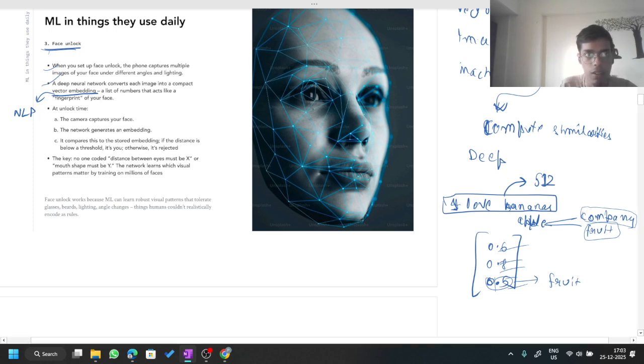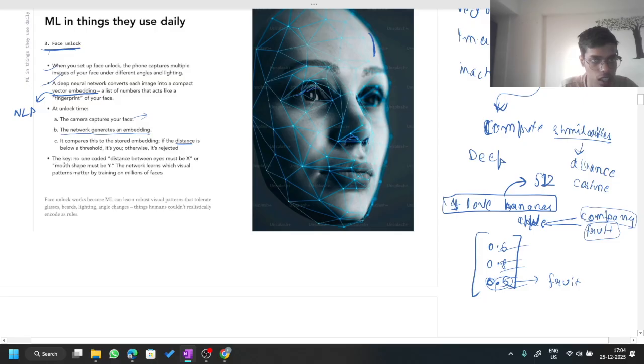Similar can be done while using images. An image also consists of embeddings as to how the textures are, how the eyelashes are, the structure of the nose, and various other things. At unlock time, clearly you can see the camera captures your face, then the network generates an embedding, and the embeddings are compared based on the distance. Distance is again a similarity measure, like there are various similarity measures. One of them is distance based, another is cosine similarity. These are some of the easy to understand and intuitive similarity metrics used in ML.